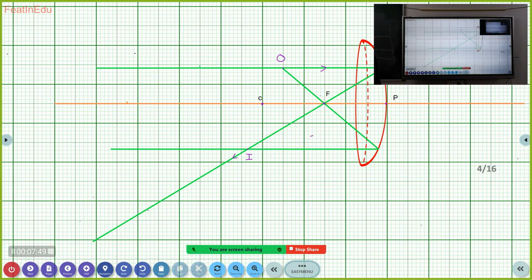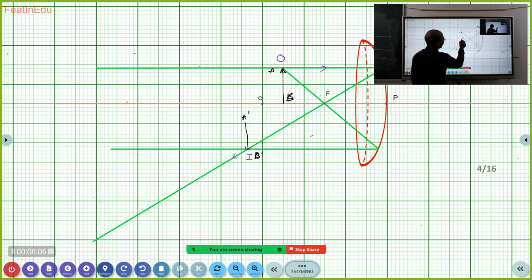Now you see where is the object? So now if I show it like an extended object, A, B, right? So where is the image? The image is this, A dash, B dash. Now see, how many squares? Two squares.